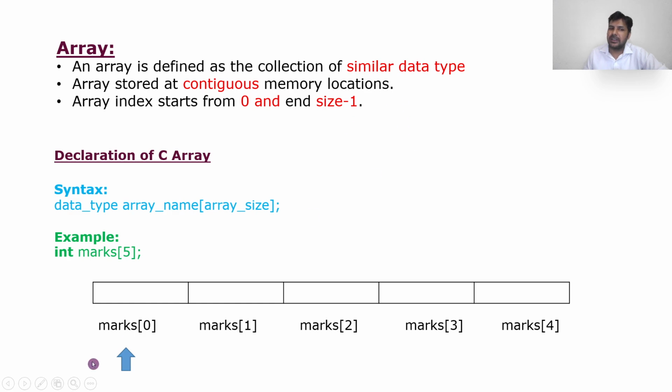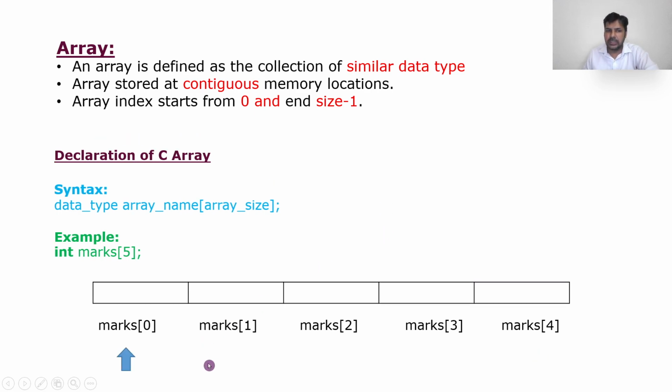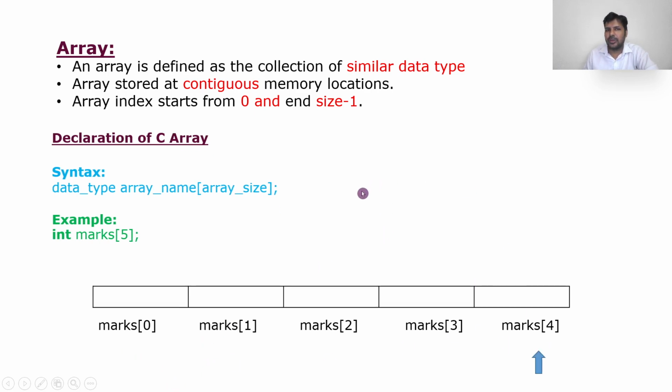And as I said, continuous memory location, and the other thing, similar data type. That means all of marks[0] to marks[4] will only take integer data. That's why they are similar data type. Once you mention int marks[5], all of 0 to 4 will be integer. Starting is 0 and ending with 4.